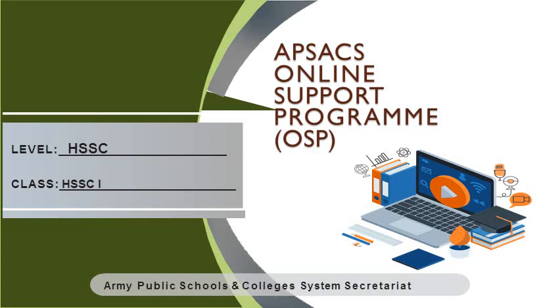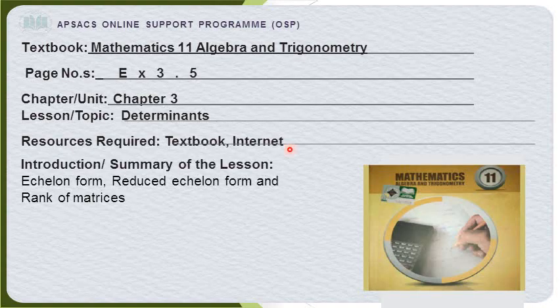Level is HSSC and your class is HSSC 1. Your book is Mathematics 11 Algebra and Trigonometry. Exercise we will discuss exercise 3.5, and the chapter is 3. The topic is determinant, and the sources that we use are the internet and the textbook.